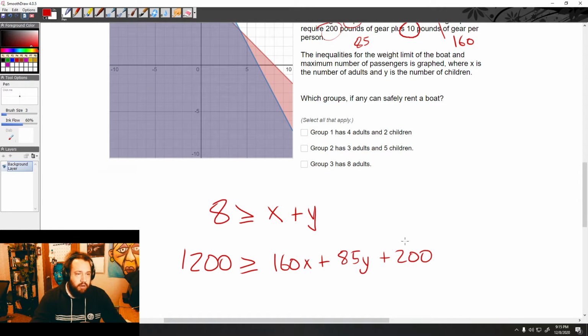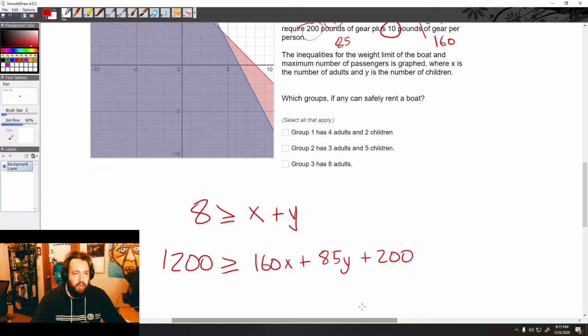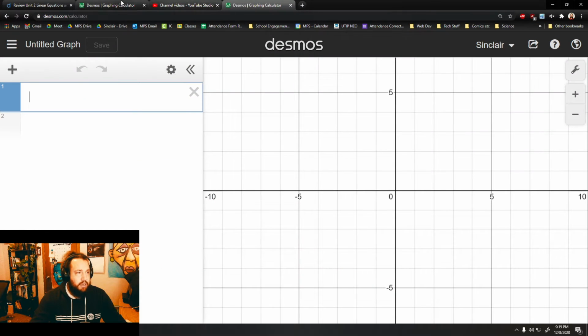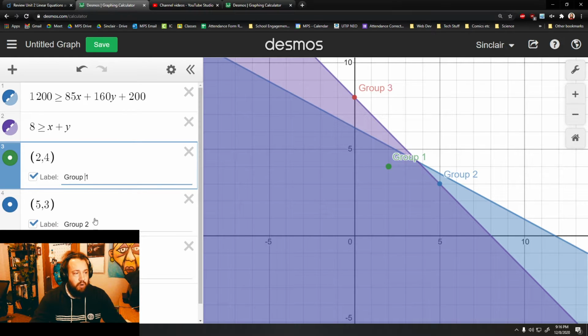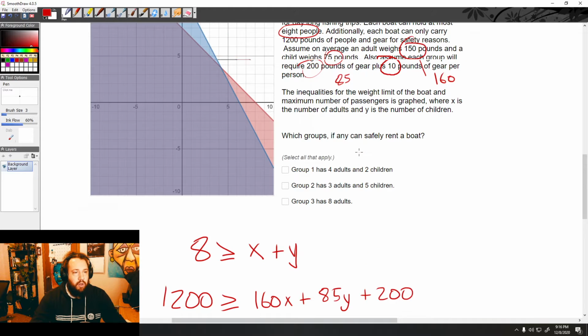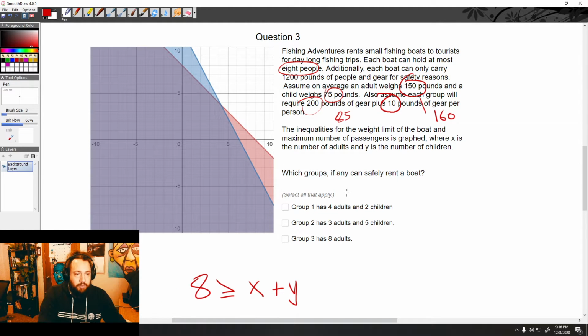So I wanted to double check and make sure that we had done this right. So I put this in Desmos here. I have both my equations. And then I checked out group 1, group 2, and group 3. They told us that x is going to be adults. So this is my x and this is my y, which means 4 and 2 is located right here. So that is in the shaded area.